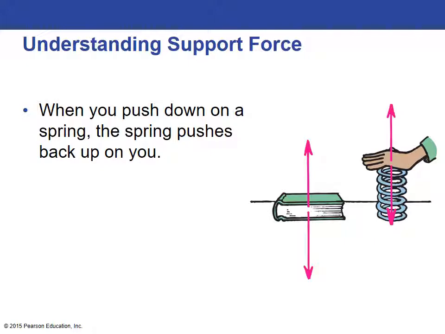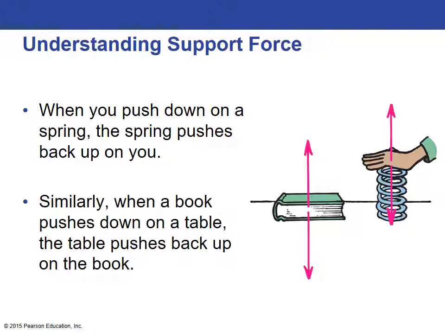Another example, another experiment that we'll do later on, is play with springs. If I push on a spring, it pushes back. We'll actually have a lot of fun playing with those. When the book is pushing at the table, the table is pushing back on the book. That is absolutely intuitive. You know that books don't go falling through tables.